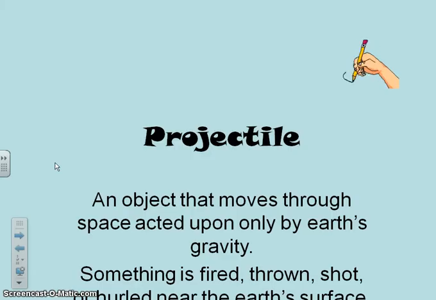Alright, so let's look at what a projectile actually means. Anything that's fired, thrown, shot, hurled anywhere near the Earth's surface. Officially, it's an object that moves through space acted upon only by the Earth's gravity.